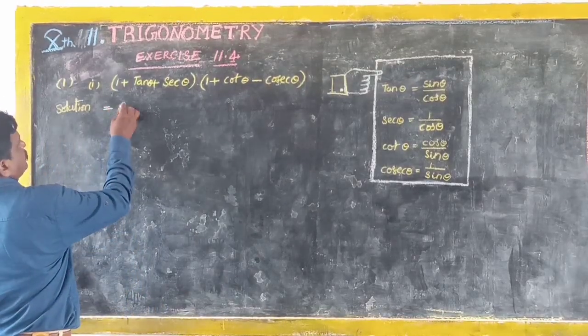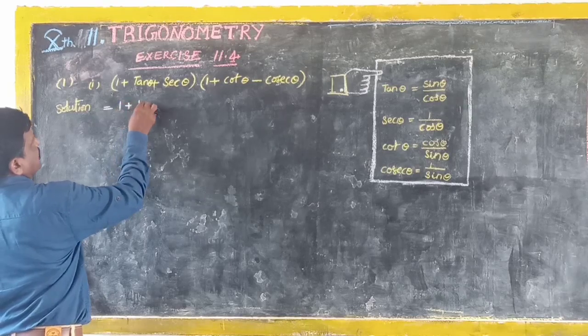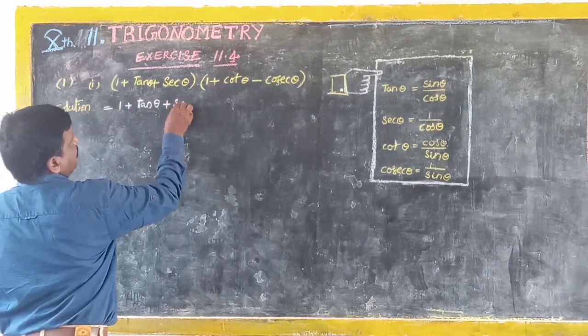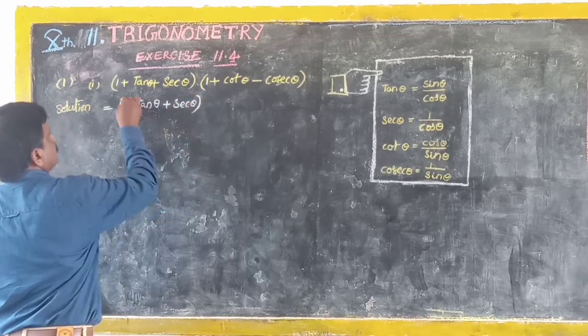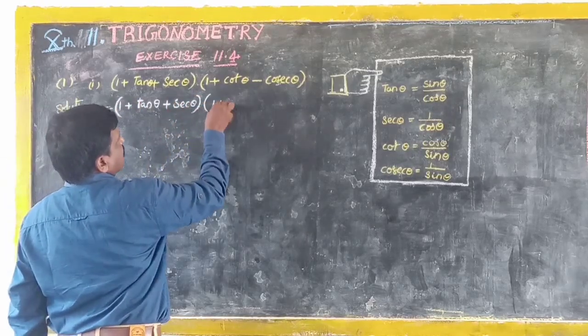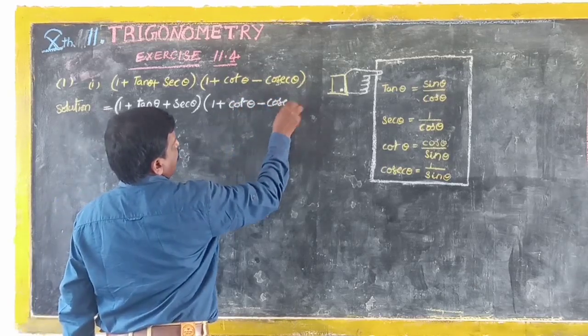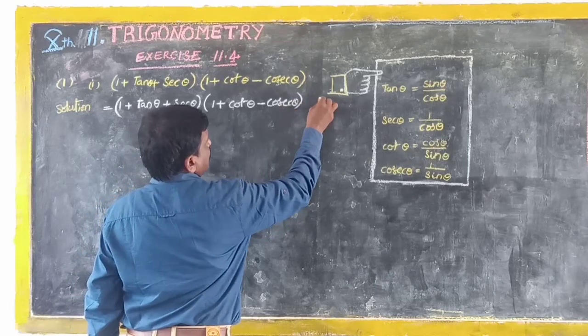Solution: 1 plus tan theta plus secant theta into 1 plus cot theta minus cosecant theta. It is given.